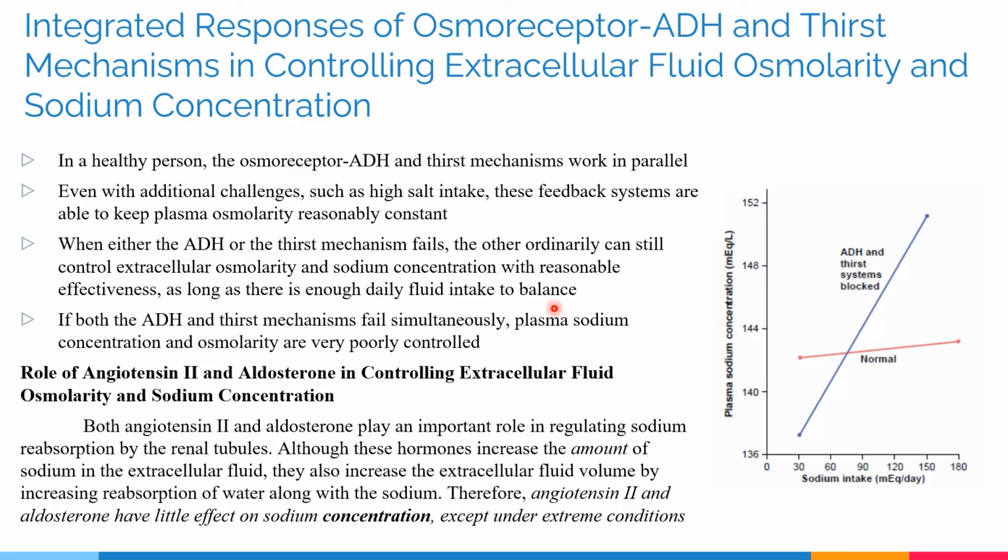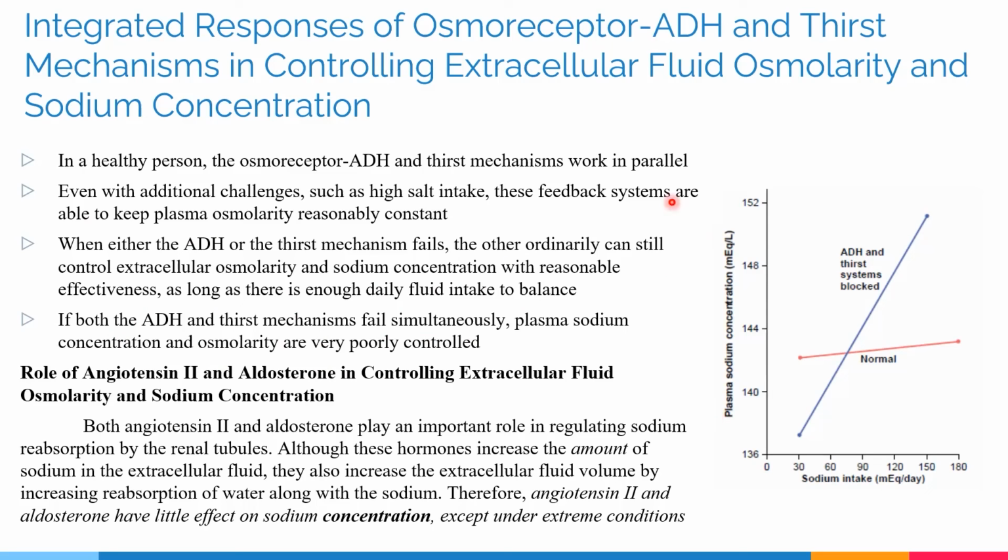Thus, the osmoreceptor ADH and the thirst mechanisms work in parallel, and even if one fails, the other is more or less able to maintain the normal osmolarity of the extracellular fluid and sodium concentration. If both the ADH and the thirst mechanisms fail simultaneously, plasma sodium concentration and osmolarity are very poorly controlled, as is evident from this plot.